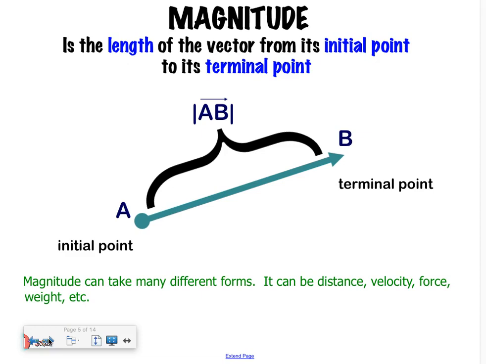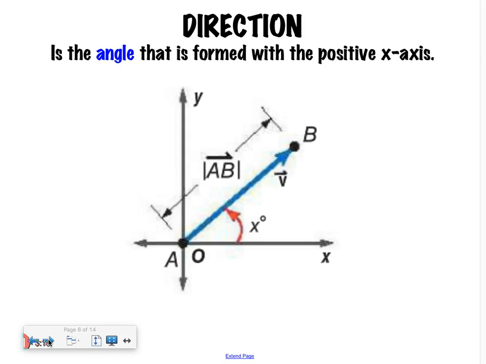And we'll find the length of it by doing Pythagorean theorem today. We'll draw in a little right triangle. A squared plus b squared will give us our magnitude. And then direction is the angle that is formed with the positive x-axis.